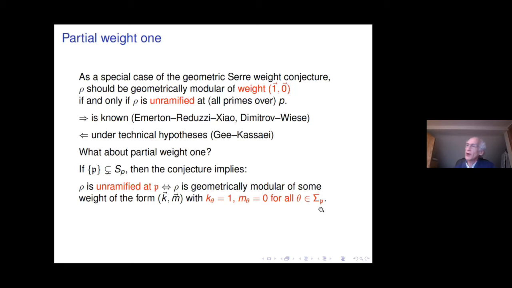So choosing embeddings of Q bar into Q_p bar. Well, maybe you just think of everything as working over Q_p bar. Yeah, I guess you need to choose an embedding of Q bar into Q_p bar. So then the embeddings sigma of F into Q bar, remember, decompose according to the primes over p. And if all the k thetas are one for the thetas associated to that particular prime, that should imply that the representation is unramified at P. And conversely, if the representation is unramified at P, then the local representation at P has a crystalline lift with labeled Hodge-Tate weights all zero. And so you would expect it to be geometrically modular.